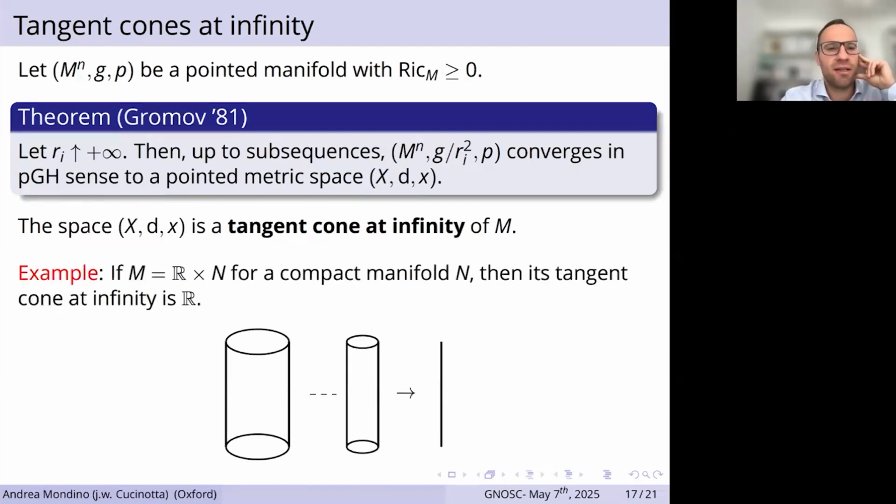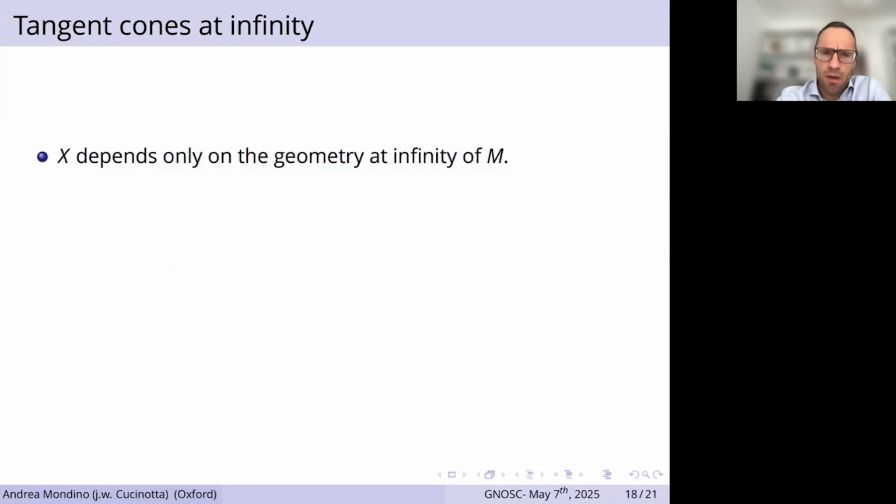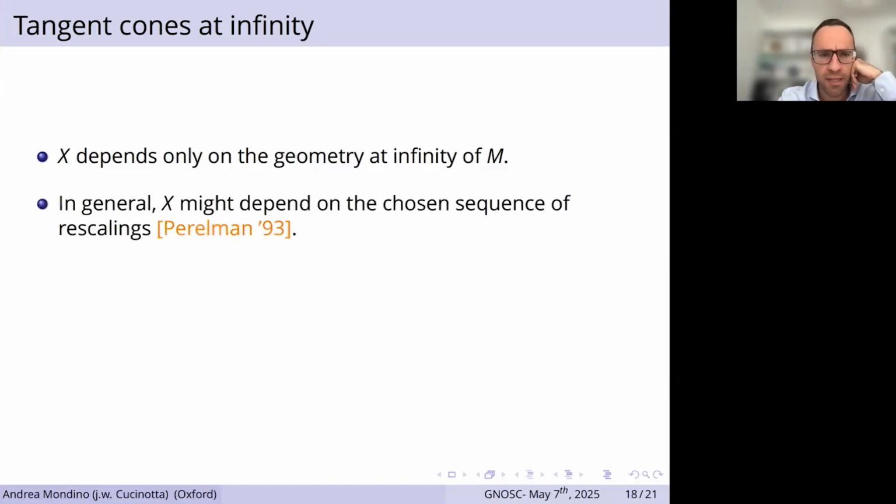And just a very basic example, if M is a product, so R times N, where N is a compact manifold, then when you blow down, in the limit you are shrinking the compact factor, and you're going to see just R in the limit. Now, of course, this tangent cone at infinity X depends just on the large-scale geometry of M. So if you perturb M on a compact set, you will not see that in the tangent cone at infinity.